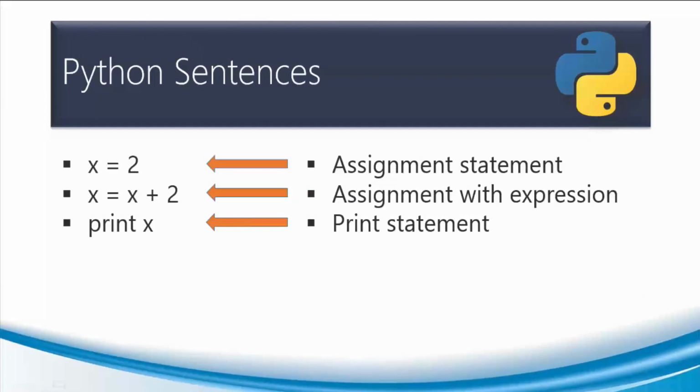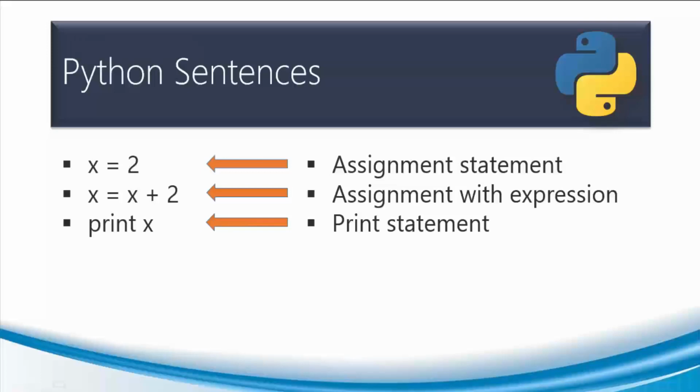Python sentences, for example. We need to define and let Python know what needs to be done. What do we need accomplished? For example, x equals 2, which is an assignment statement, so I'm assigning the value to x. And then I can assign it with an expression. In other words, I can say x equals x plus 2, which means it's simply 2 plus 2 is 4. So when I print x, it's going to print the result 4.